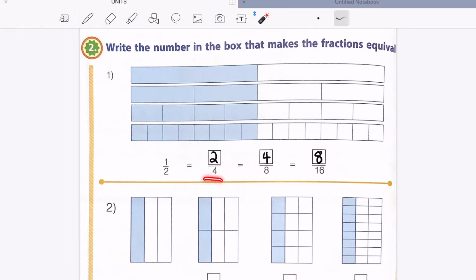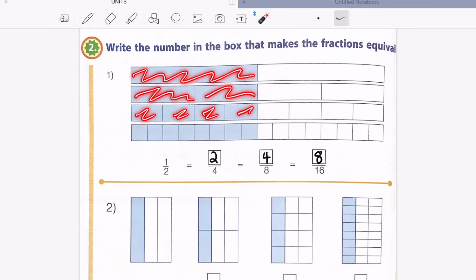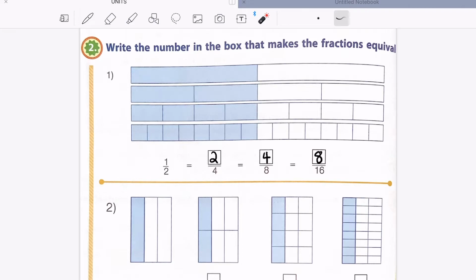Here we can see 1/2, 2/4, 4/8, 8/16 are equivalent. These 4 fractions are equivalent. We can see how they're colored in. It's all the same. They're all equal to 1/2. These are all equivalent fractions. So now, let's go down a bit and take a look at the next one.